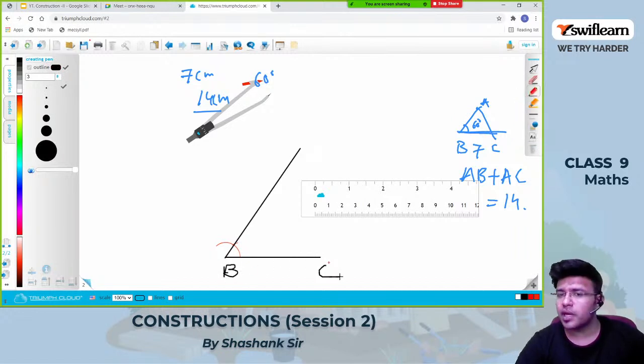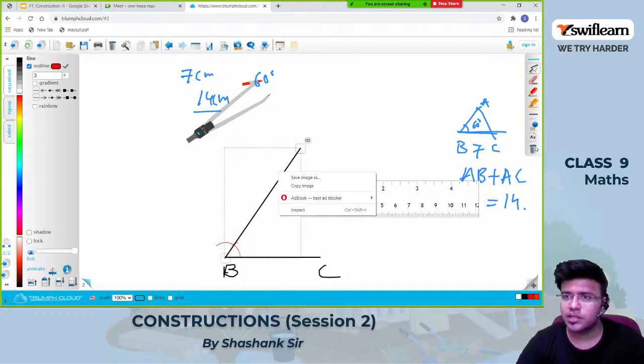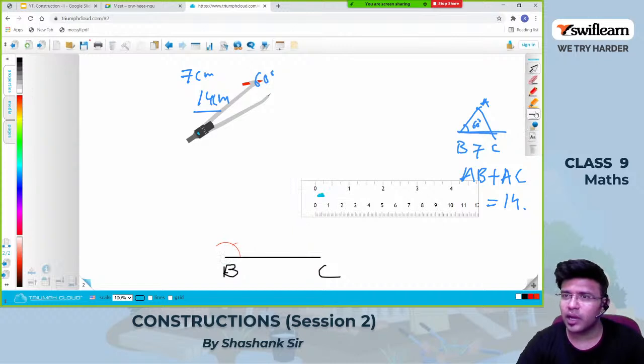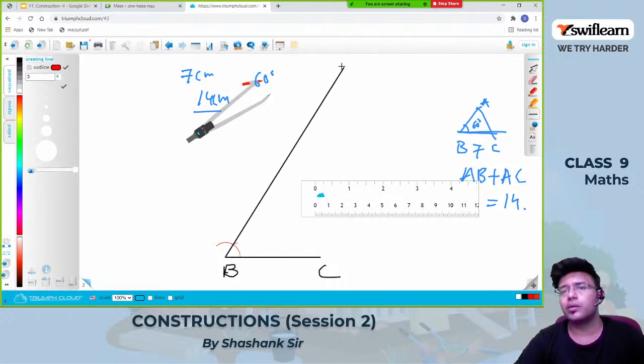Let BC be the base, which is equal to 7 centimeter. Then draw a ray BX, any ray at an angle of 60 degrees. ठीक है, ये ray मुझे बड़ा ड्रॉ करना पड़ेगा. So I will draw this again, passing through this arc. I have drawn this ray BX.